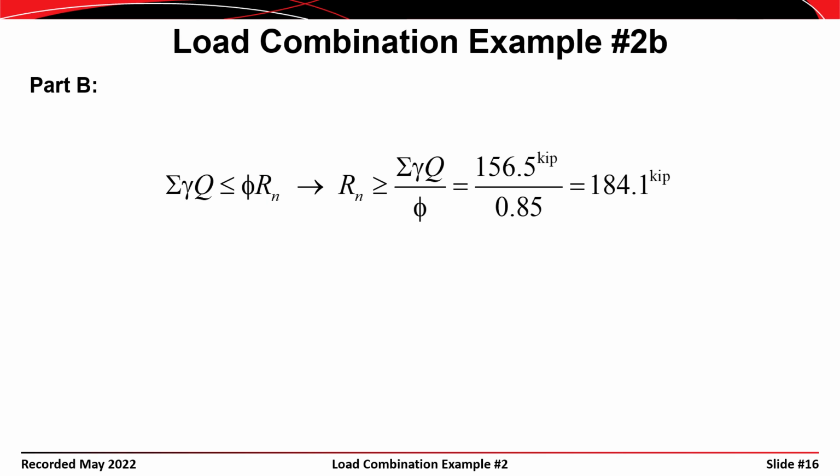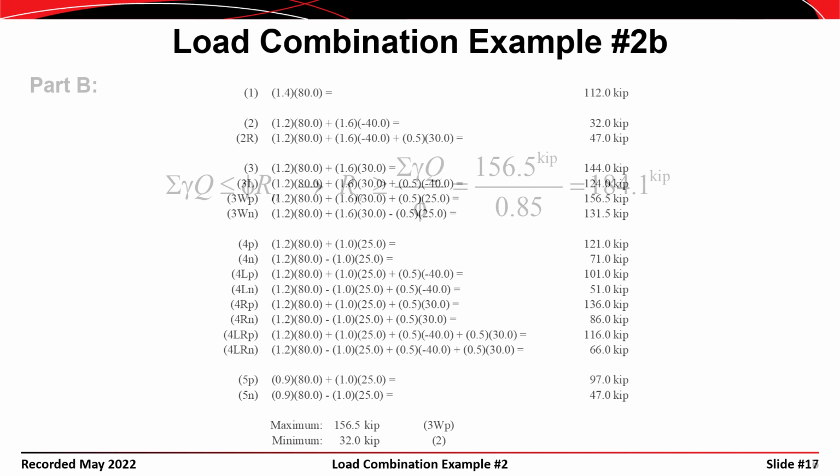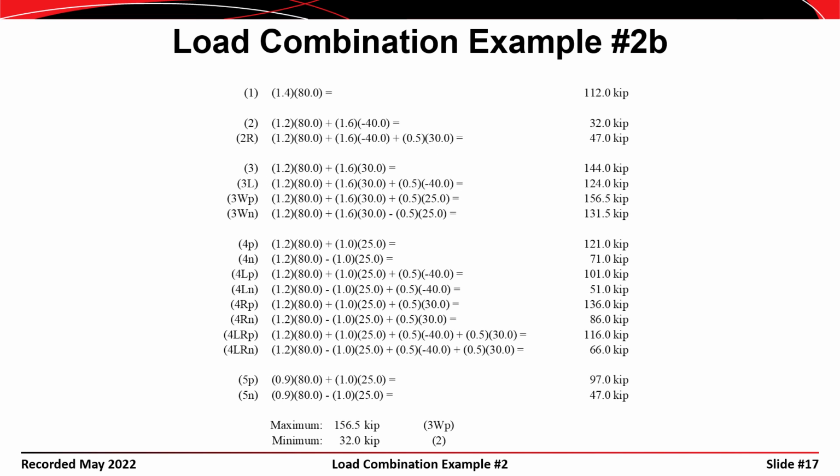Now that we have our new required design strength of 156 kips, we can determine our required nominal strength by dividing by the resistance factor of 0.85. In this case, you can see that we would need to have a nominal strength R sub n of 184 kips. Once again, here's a spreadsheet that I used to evaluate all the possible permutations of the first 5 load combinations just to check the work that I presented in the previous slide.